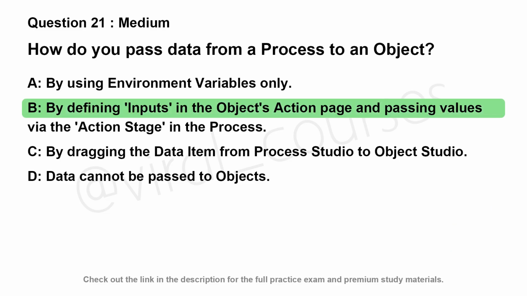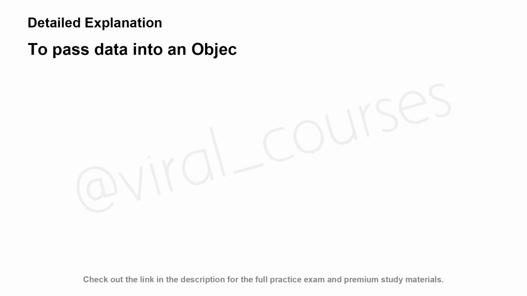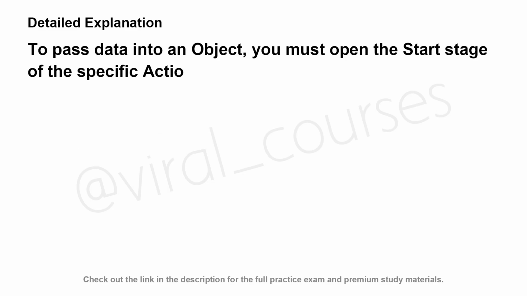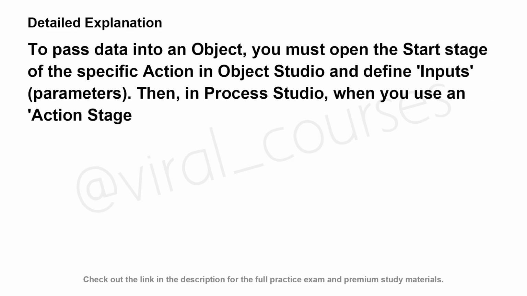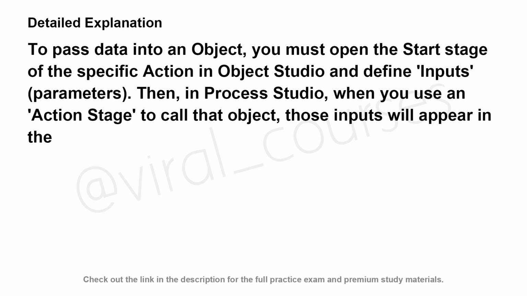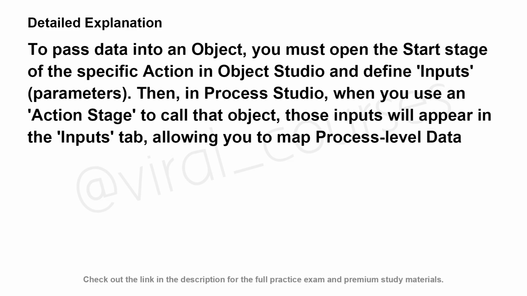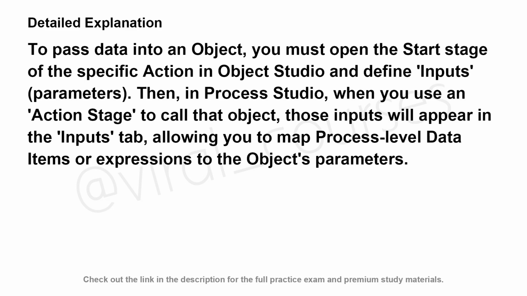The correct answer is B. To pass data into an object, you must open the start stage of the specific action in Object Studio and define inputs, parameters. Then, in Process Studio, when you use an action stage to call that object, those inputs will appear in the Inputs tab, allowing you to map process-level data items or expressions to the object's parameters.